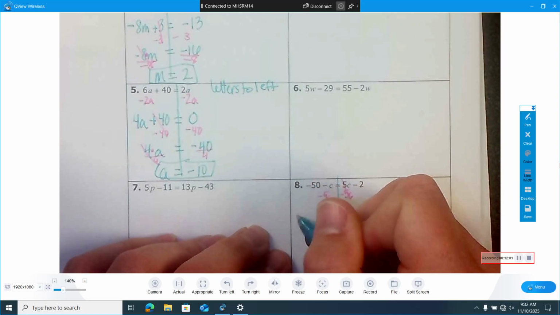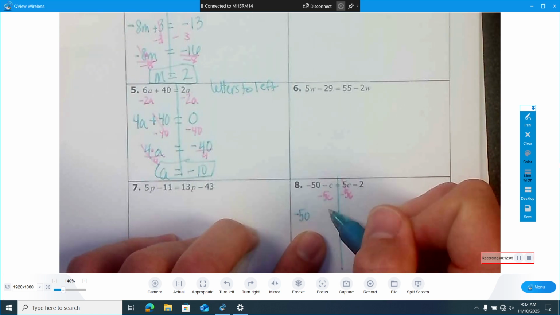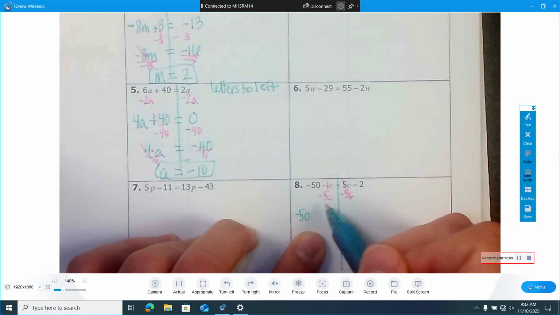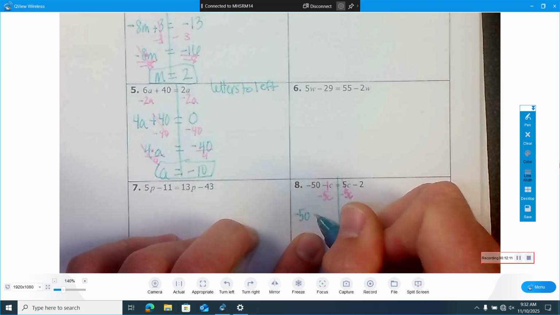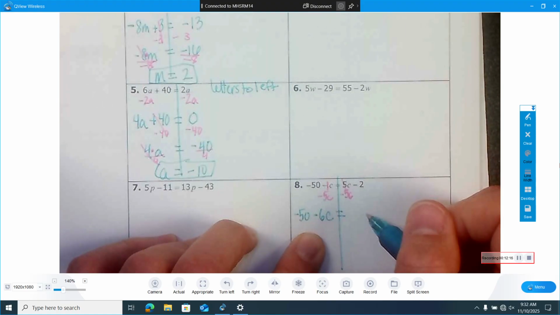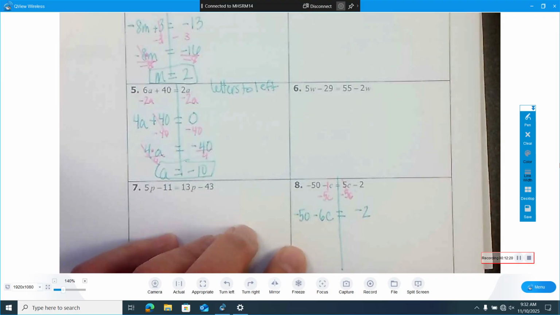And so I have leading off here, negative 50. And then, negative 6. Very good. Negative 6C. That is a negative 1C and a negative 5C. It's a whole lot of negatives. It's 6 negative C's. Equals, what's on the right-hand side? Negative 2. Very good. That negative comes along for the ride.